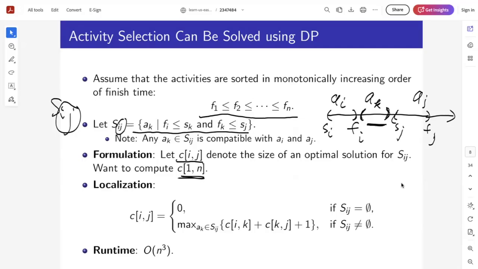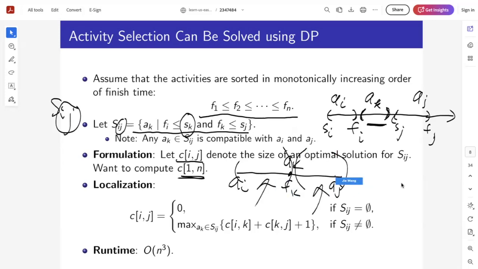So we're going to figure out which one to select, AK. For instance, I have AI, I have AJ, and I have AK. When we select it, we essentially break the timeline into two parts. This timeline here, we start from the end time, Fk. And then we want to know that these two parts are optimal.